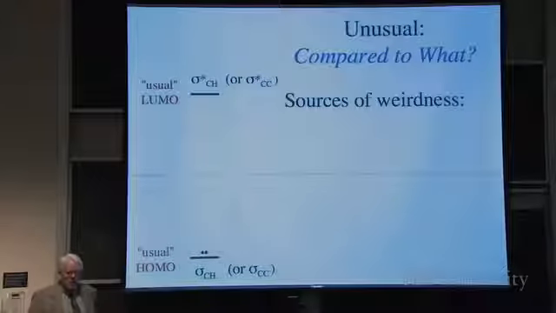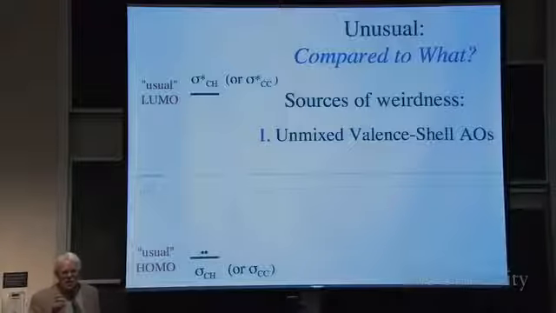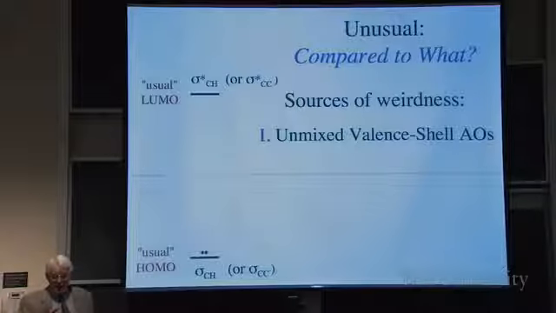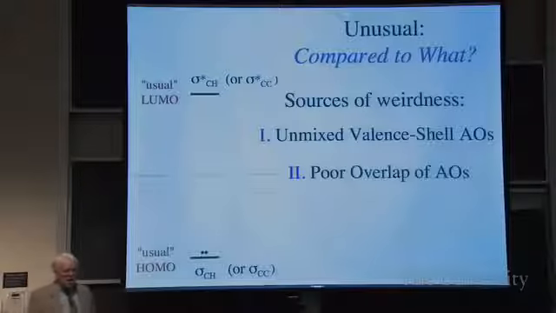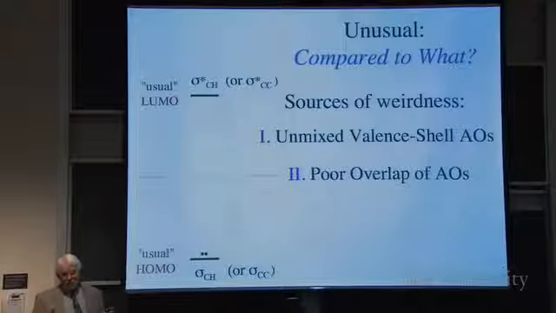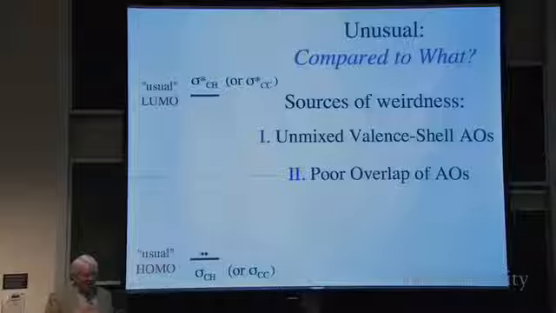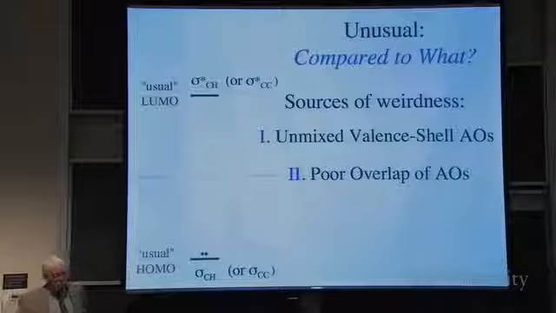Now what could make things weird? One thing that can make things weird is if you had valence shell atomic orbitals that didn't get mixed with anything, so they're not sigma or sigma star bonding or antibonding, they're the original orbital in between these, so that would make things unusual. A second one would be a little bit in between these two. If there's no overlap, then you have unmixed orbitals. If there's a lot of overlap, you get bonds, but there could be poor overlap, in which case you don't go down as far with your bonding orbital or up as far with your antibonding orbitals. So a second case would be poor overlap.